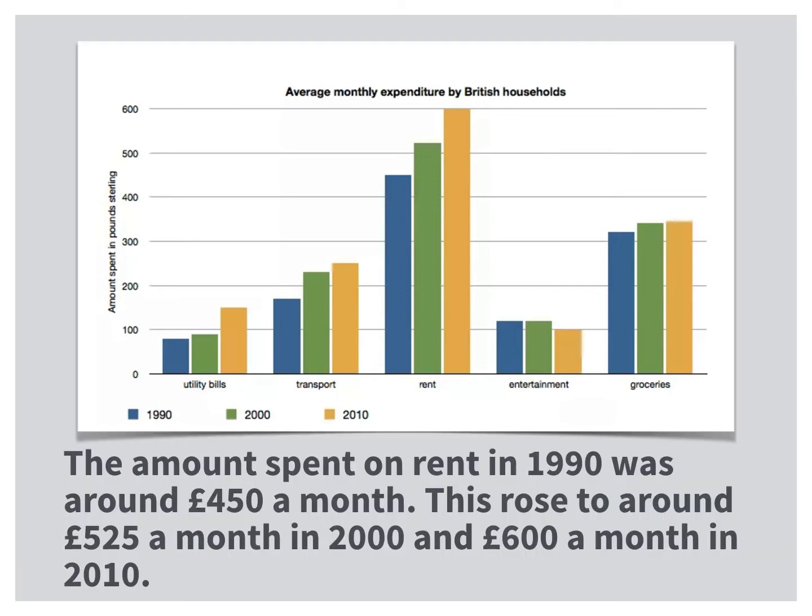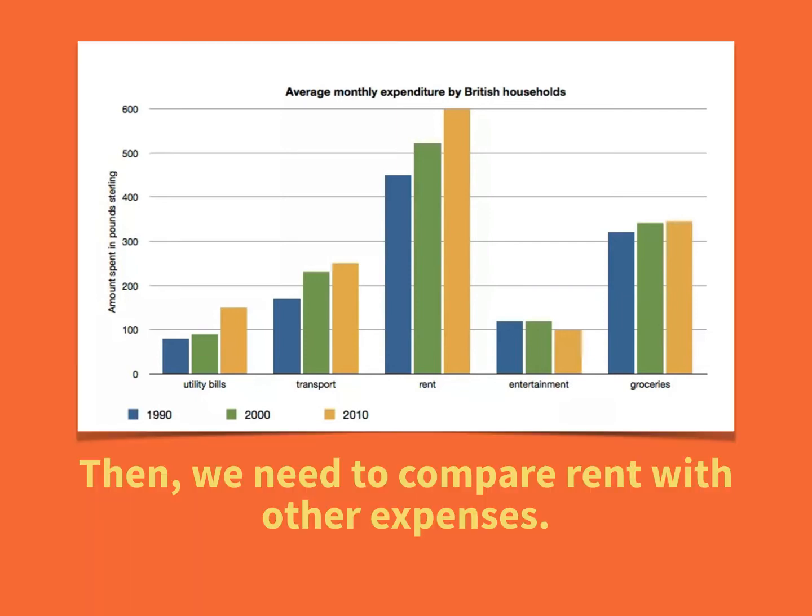So we start by saying that people spent £450 a month on rent in 1990, £525 a month in 2000, and £600 a month in 2010. So now we've given some detailed information about how much money people spent on rent, but that's not enough. We said in our trend that rent was the highest expense. So we need to prove that by comparing rent with the other expenses.